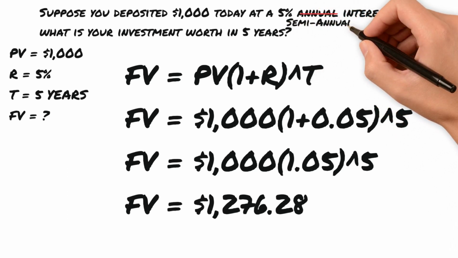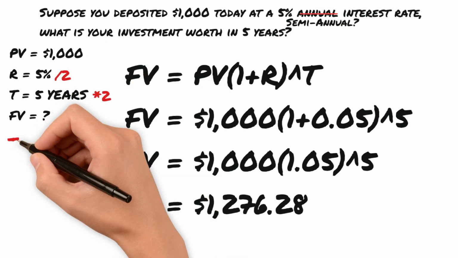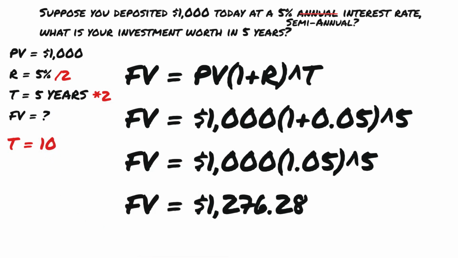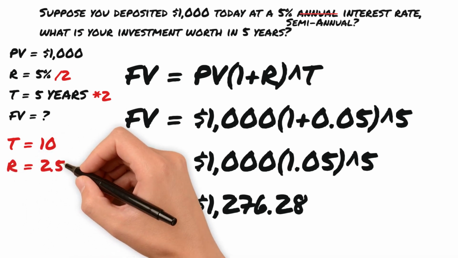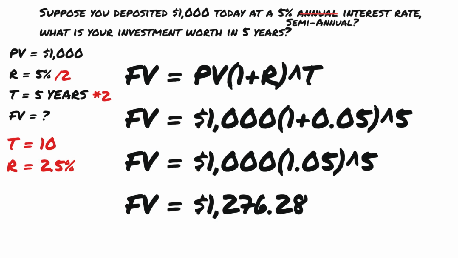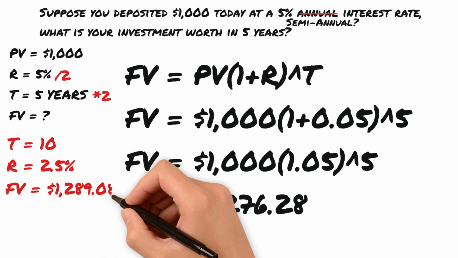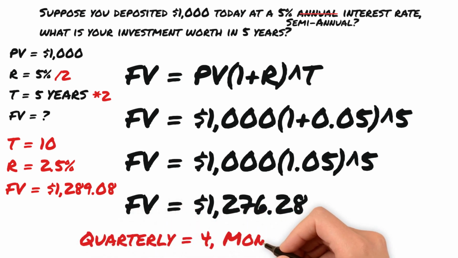There are two steps. Halve the interest rate and double the time period. Since semi-annual means twice a year, we will double our time period of 5 to 10 to represent the amount of periods the interest rate is compounded. We will also take our interest rate of 5% per year and divide it by 2 to get 2.5%. When you plug this back into your formula, you should get $1,289. This method stands true for quarterly and monthly, whereas you would use 4 and 12 respectively.